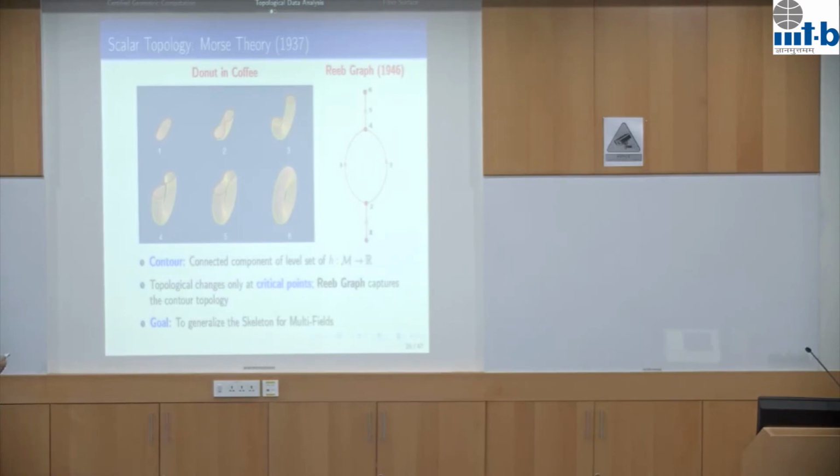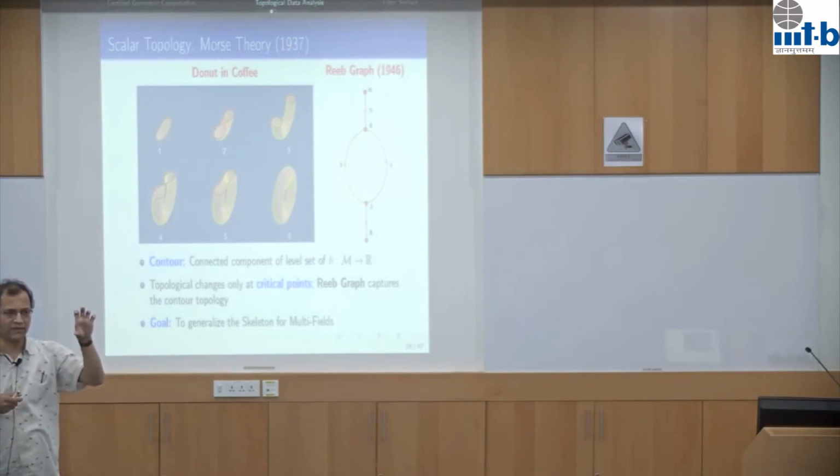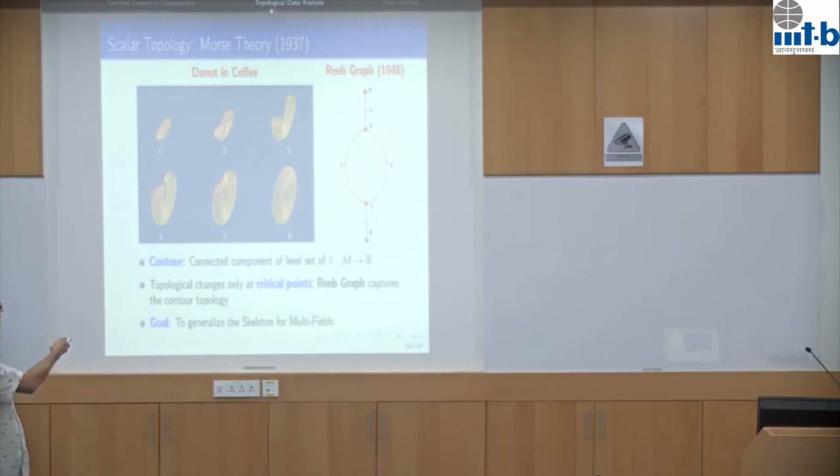So how this Morse theory is working for this. Given a scalar field, we can always compute a Reeb graph, and that will partition your scalar field into different components. Corresponding to each edge here, you will be getting a component in the scalar field. Okay, any question?